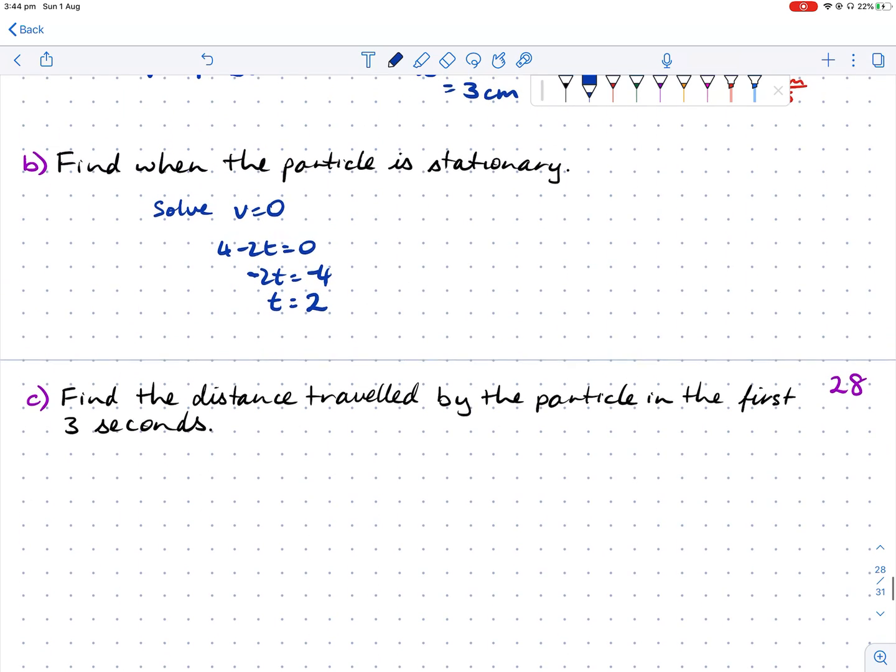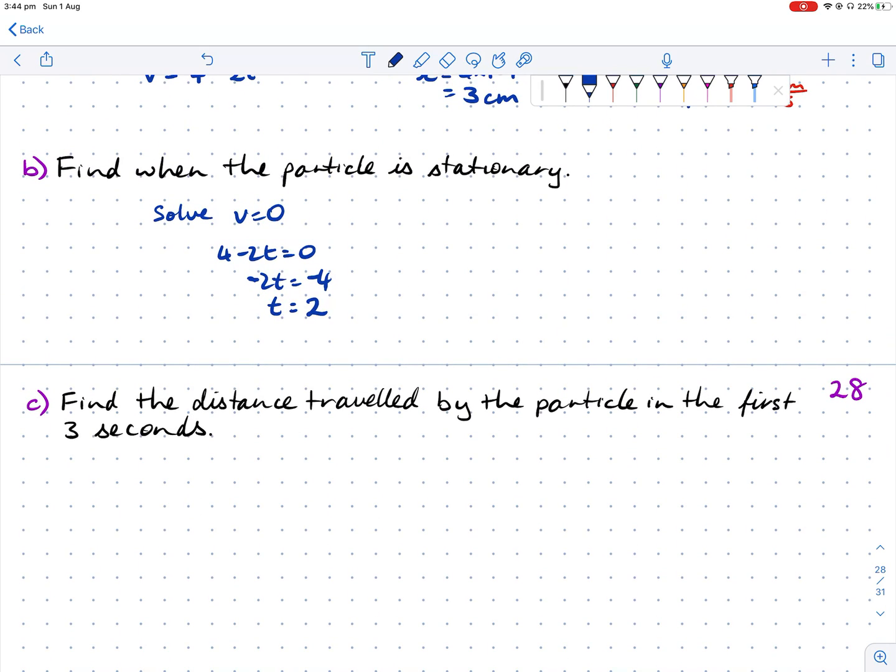Next part, find the distance traveled by the particle in the first 3 seconds. Now note, I've used the word distance here. Distance is a scalar value, meaning I'm just finding how much altogether. I'm not looking for displacement. Displacement is how far from a reference point. Distance traveled is just the whole thing.